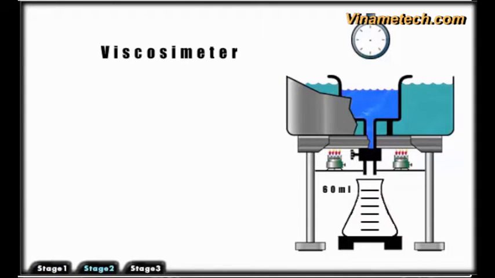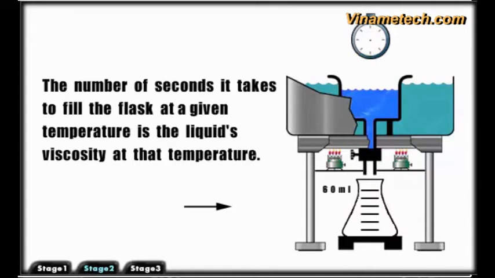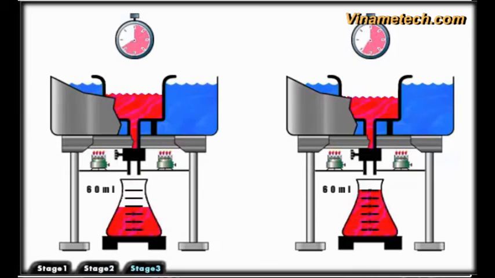A viscosimeter, the device used to measure a liquid's viscosity, consists of a small reservoir surrounded by a water bath used to heat and maintain the liquid at a constant temperature. There is a small orifice below the reservoir through which the liquid can pass once it is heated to a specified temperature. A stopwatch is used to determine how much time it takes to fill a 60 millimeter flask. The number of seconds that it takes to fill the flask at a given temperature is the liquid's viscosity at that temperature. As illustrated, the fluid on the right has a lower viscosity number than the fluid on the left.